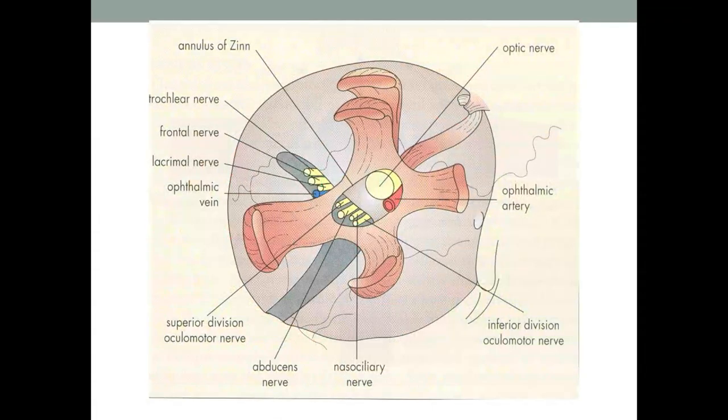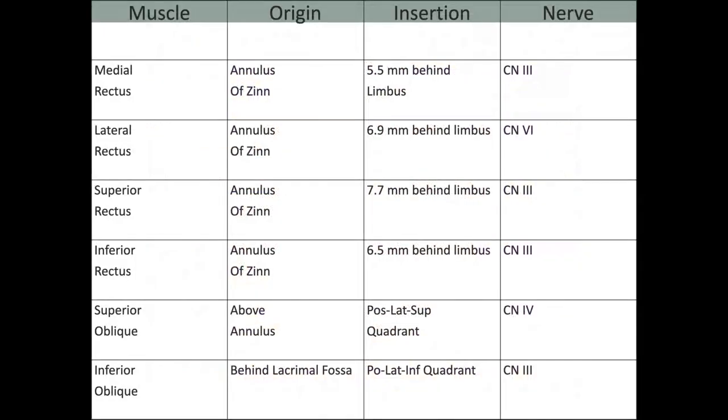So where do these recti originate? They originate from a fibrous band called the annulus of Zinn, and this is more or less in the apex of the orbit. And this is just to show how interesting it is. They all originate from this one common tendinous sheath.